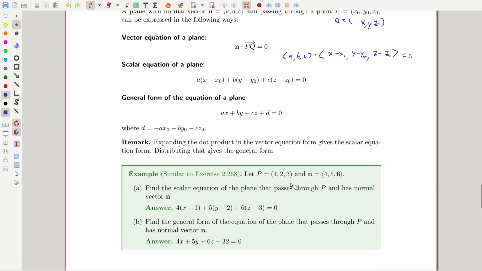Okay. Now for an example. So suppose you have a point P and a normal vector n, and you want to describe the plane that possesses that normal vector and that passes through that point P. So we want the scalar equation and the general form. The scalar equation, you just literally plug the values into the scalar equation. So a, b, and c are 4, 5, and 6 respectively. x naught, y naught, z naught are 1, 2, and 3 respectively. And so that gives you this equation. And then for the general form, we just distribute, and you get that.